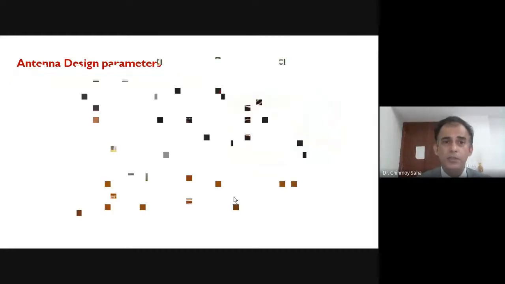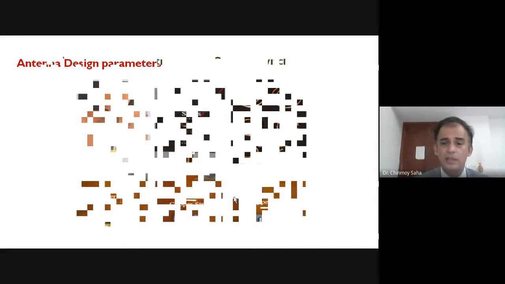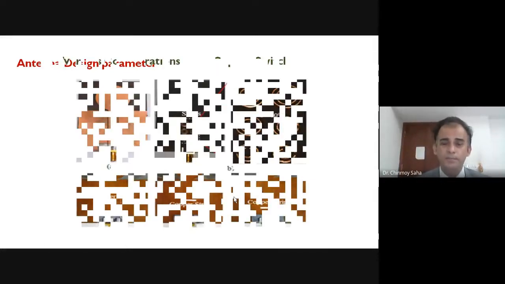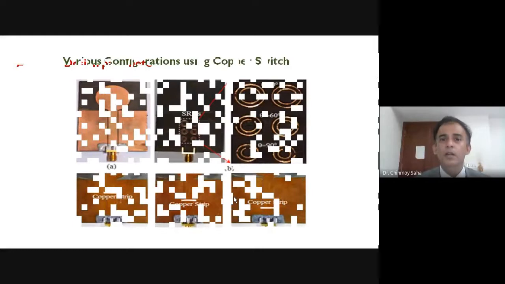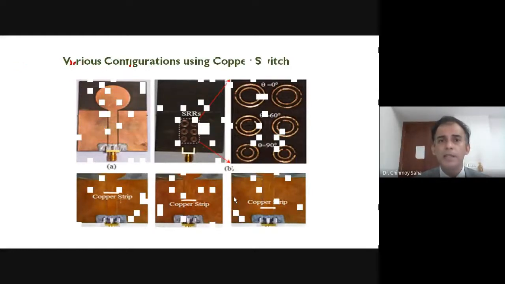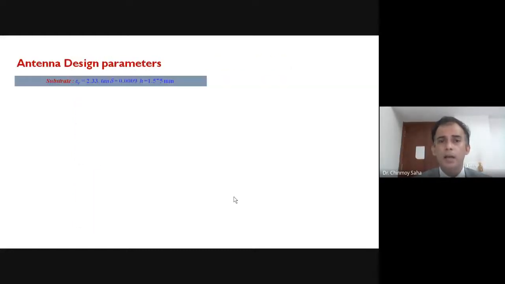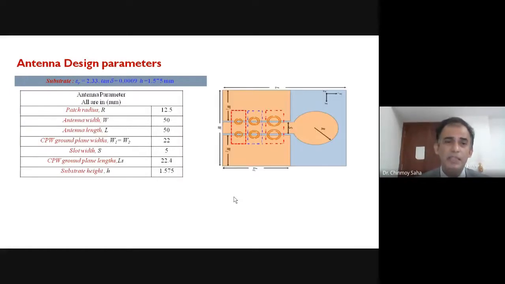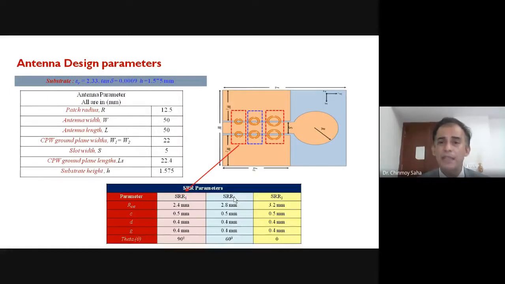Let me show this table once more. Here, as you can see, we have different parameters. These are the antenna design parameters. You have the SRR design parameters, because I said there are three different pairs of SRR: SRR1, SRR2, SRR3, and the switches, of course. All these dimensions depend on the theory and on the SRR's resonant frequency I talked about, and we have calculated them.